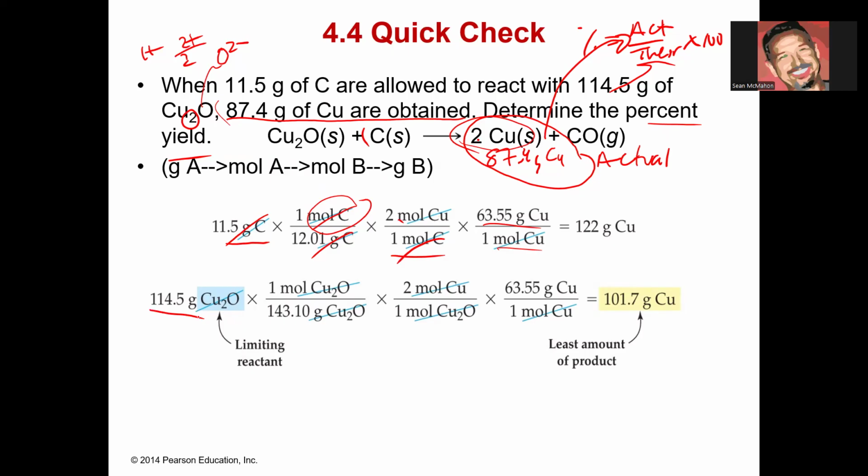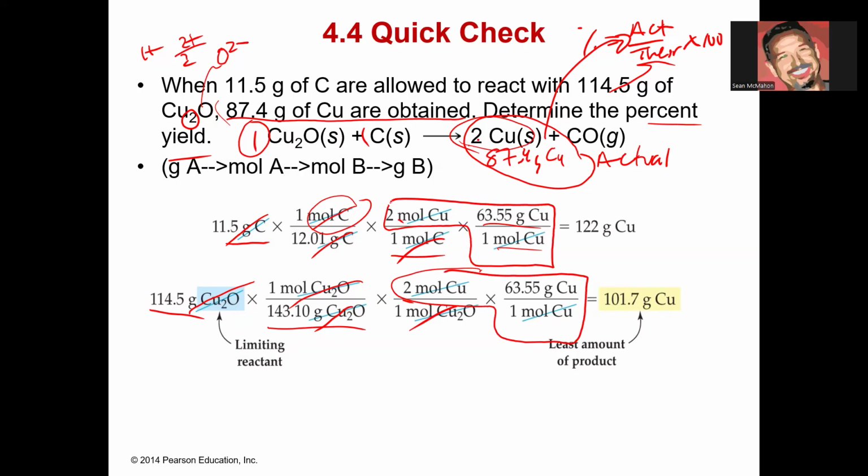114.5 grams of copper 1 oxide. It's 143.1 to get 1 mole. Grams of copper oxide cancel. It's 1 mole of copper 1 oxide to 2 moles of copper. That unit cancels, and we can see that this last portion, just like we have in the previous lectures, is the same. And I get 2 answers. So for copper, from the copper 1 oxide, my theoretical yield is 101.7 grams of copper.